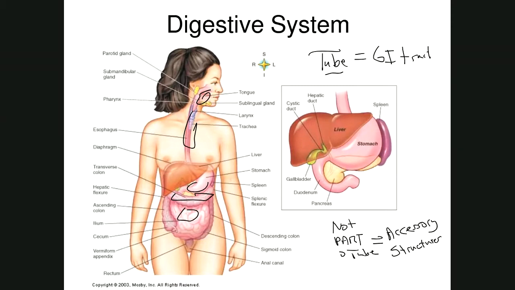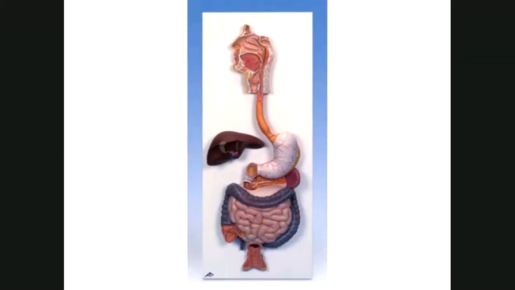So look, liver is here. It's not part of this tube. Here's the tube. There's the gallbladder. It's over here. It's not part of this tube. The pancreas, which is right here, not part of the tube. Those are all accessory structures. So we have the GI tract and we have these accessory structures.